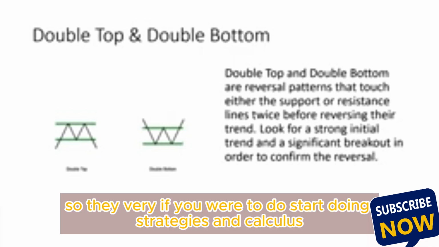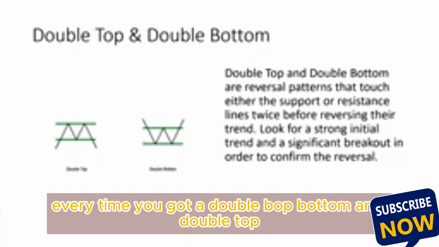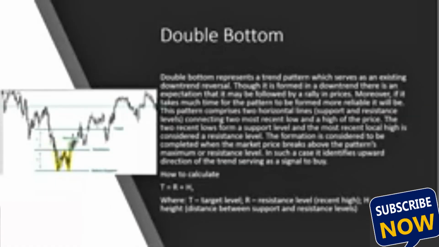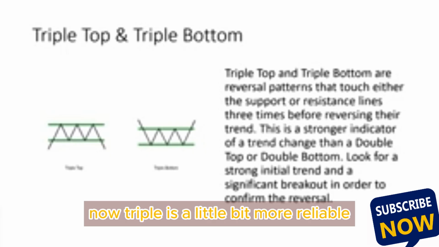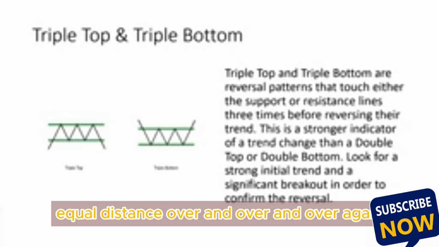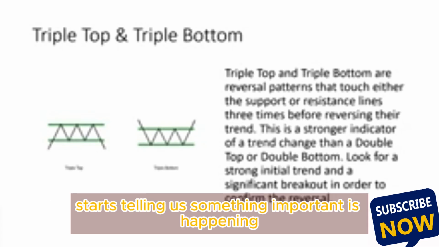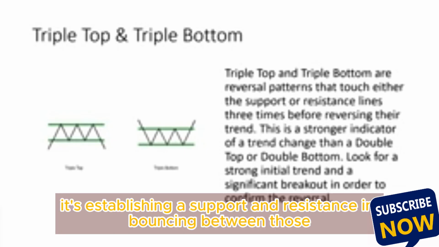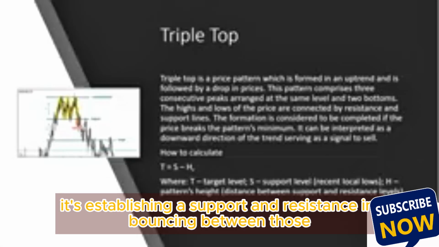So if you start doing strategy and calculating every time you got a double bottom and double top, you never get anywhere. Now, triple is a little bit more reliable because to form a top and a bottom equal distance over and over and over again starts telling us something important is happening. So it's establishing a support and resistance and bouncing between those.